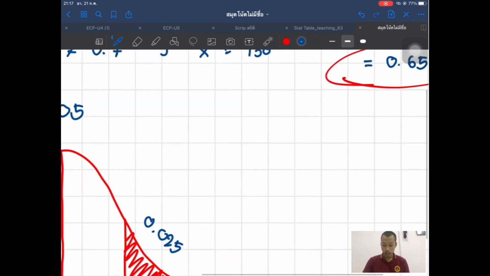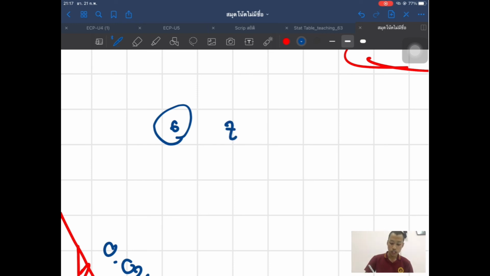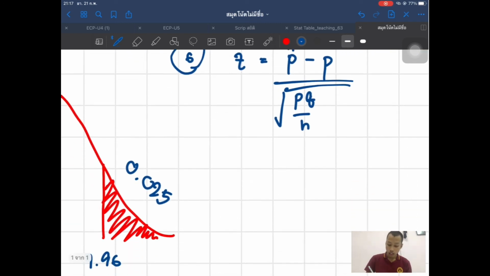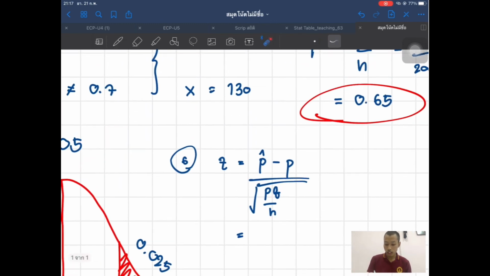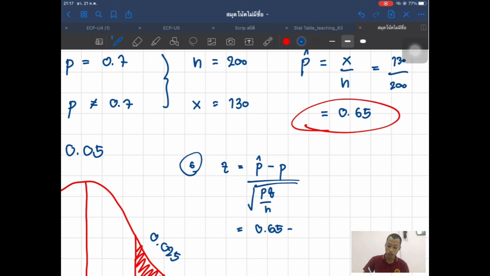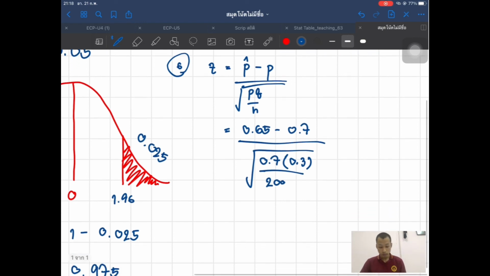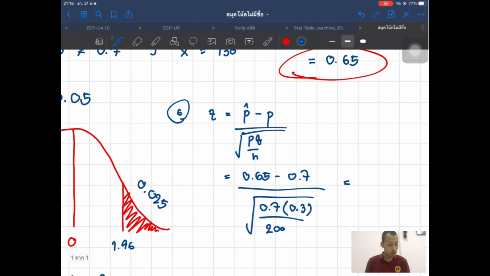Okay, step 6. Z equals P hat minus P by square root of P Q by N. We have P hat is 0.65, 0.65 minus P, which is 0.7, by square root of P is 0.7 and Q is 0.3 by N is 200. Okay, so Z is minus 1.54.